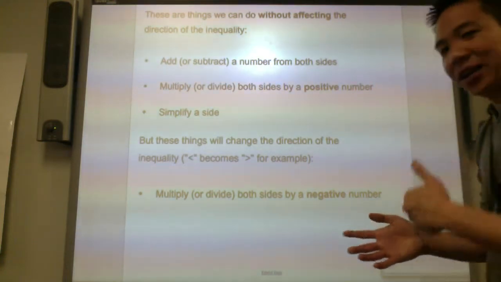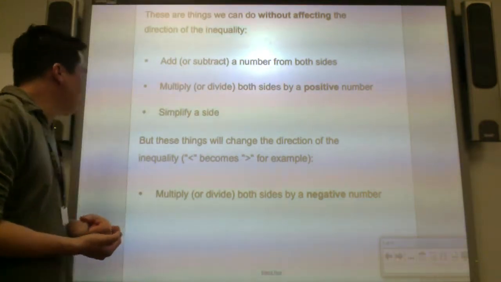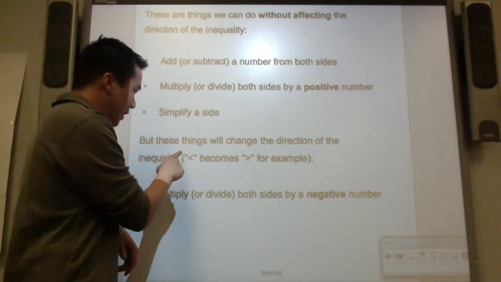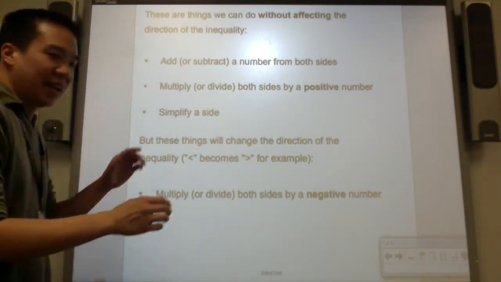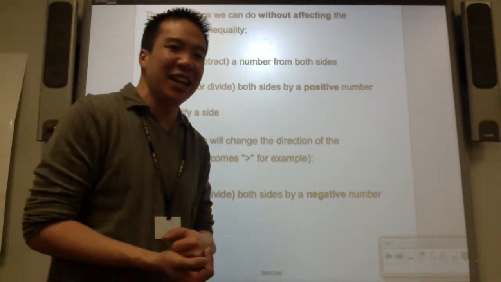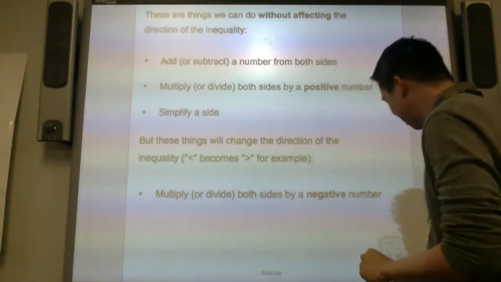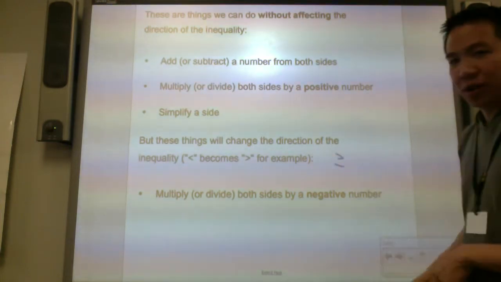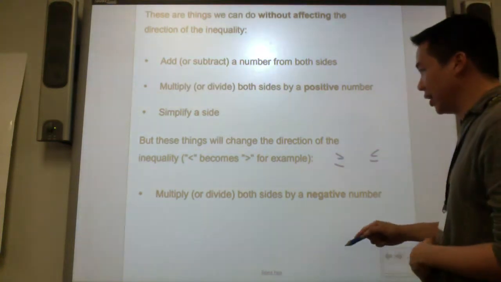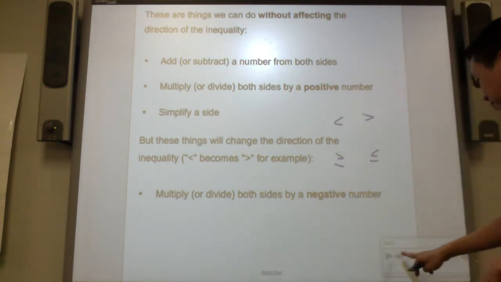However, this is where it gets tricky. This is true high school stuff, but now it's 6th grade. These things will change the direction of the inequality. For example, if it was less than, it will become greater than. It flip-flops. When you multiply or divide both sides by a negative number, the sign will flip-flop. For example, if it was greater than or equal to, it will flip-flop to less than or equal to. If it was less than, it will flip-flop to greater than.